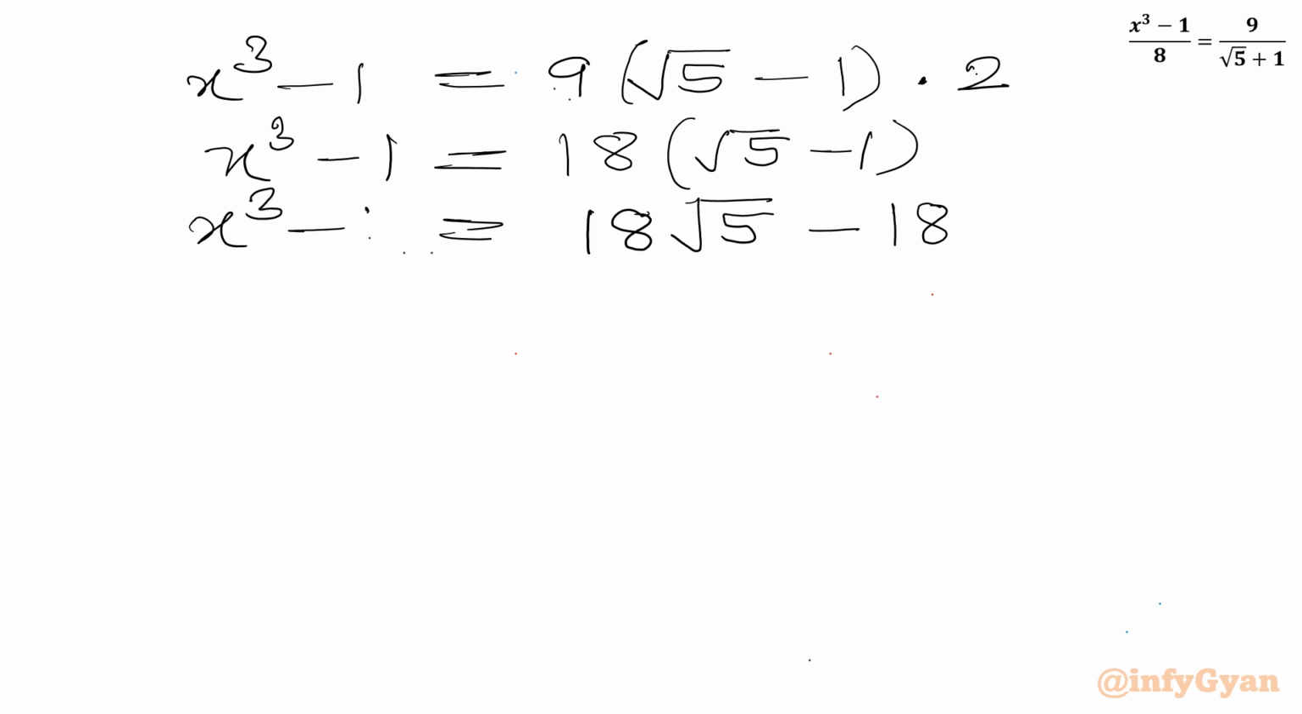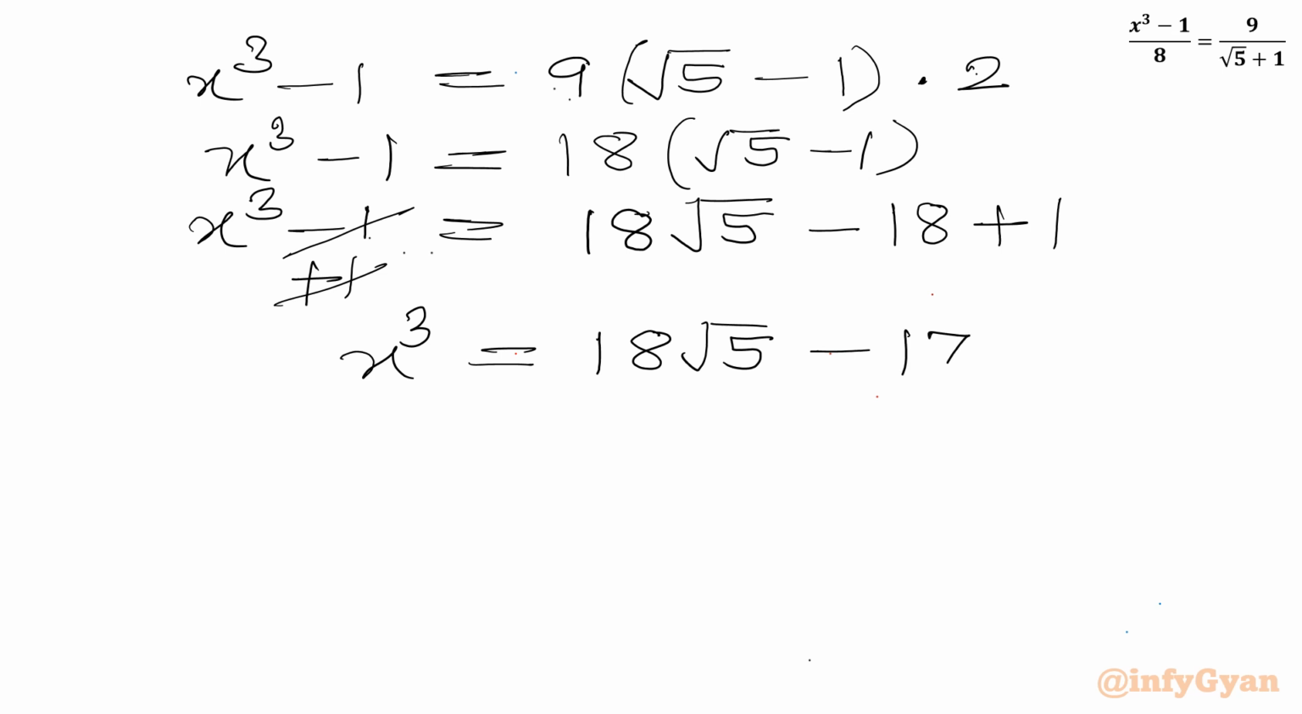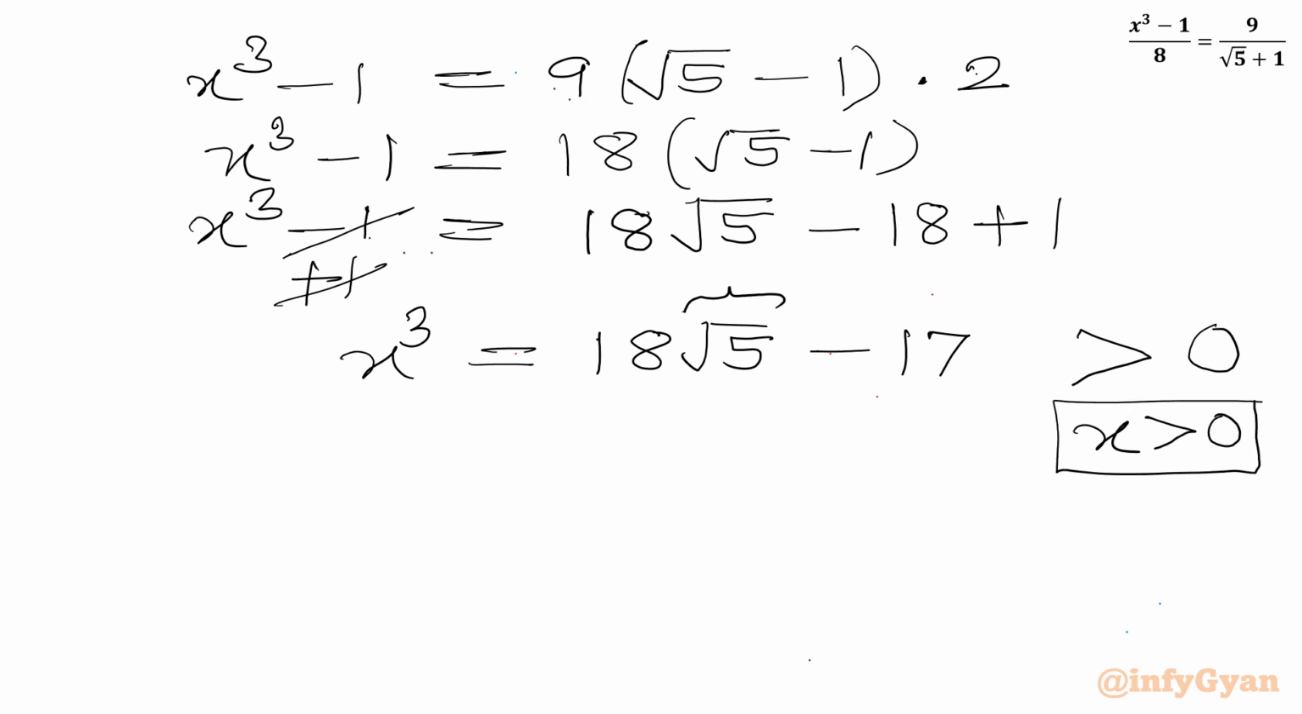LHS is x cube minus 1. Let's add 1 to both sides. So minus 1 and plus 1 will be over. X cube will be equal to 18 square root 5 minus 17. Now square root 5 is 2.23, so x cube will be always greater than 0. So for real x, x must be positive.